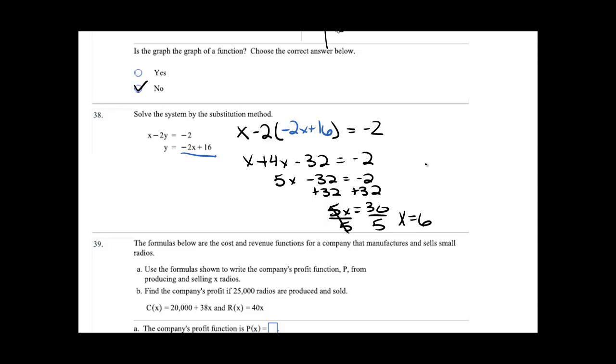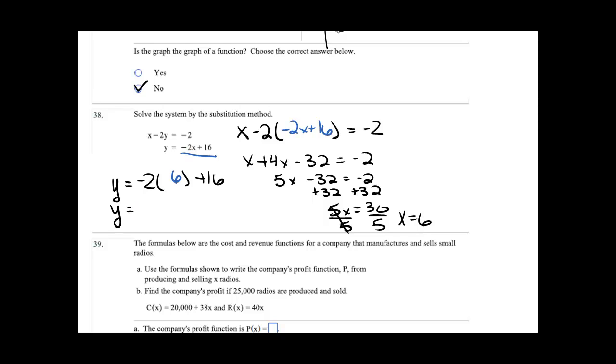Now it feels like we're done, but really we're not. We've only got half of our answer. We have to take that x equals 6 and plug back into one of the equations to solve for y. I'm going to choose to plug x equals 6 into the second equation. So y equals negative 2 times x plus 16, and where the x was, I'm going to plug in 6.